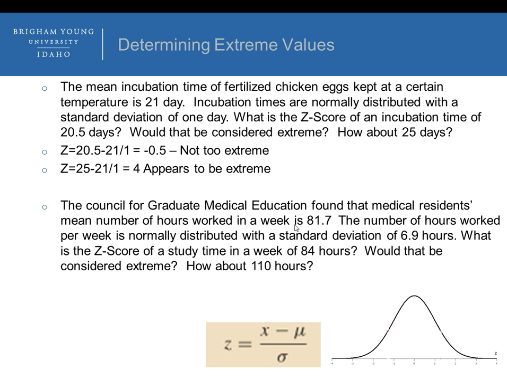Now the last example here is that the Council for Graduate Medical Education found that medical residents' mean number of hours worked in a week is 81.7. Now there have been rules recently that have changed how many hours a medical resident can work, but we'll go with this. So the number of hours worked per week is normally distributed with a standard deviation of 6.9 hours. What is the z-score of a work time in a week of 84 hours? Would that be considered extreme? And how about 110 hours?